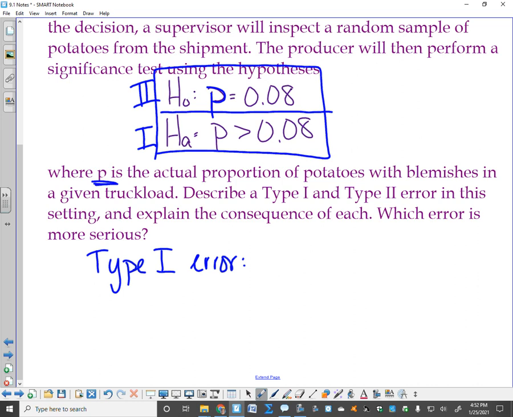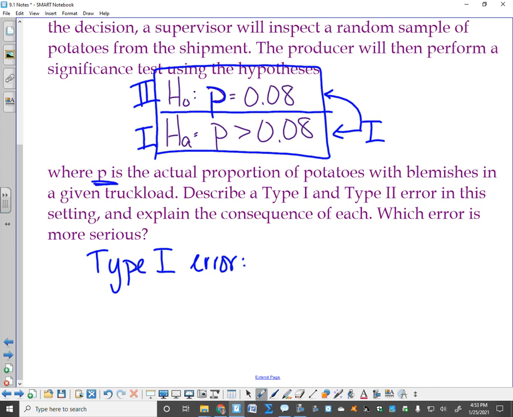When actually, so I believe this, but actually this is true. I'm going with level 1, but actually level 2 is true. When actually the blemishes don't exceed 8%. Consequences. Well, I now have a truck and I believe that it has more than 8% blemishes when actually it doesn't. So here's what's going to happen. I'm going to send this truck away and it's actually fine.